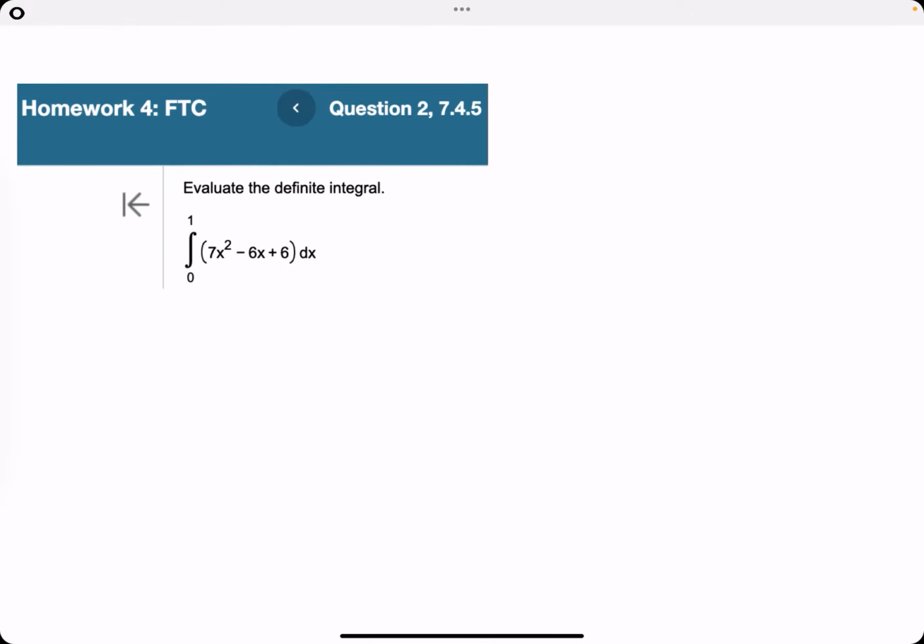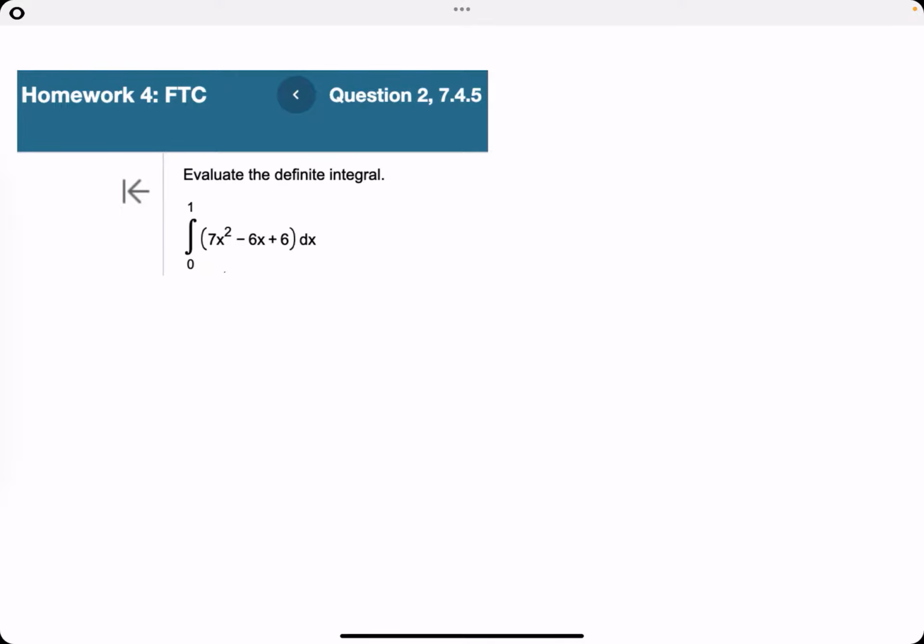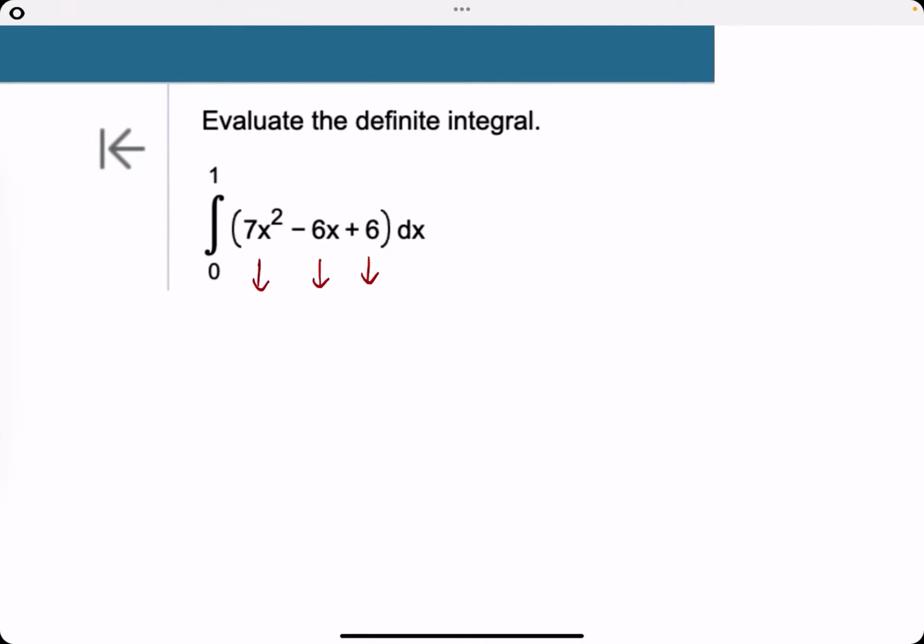Let's keep it going. Number 2. This one, once again, we have more terms, but we're still just evaluating the integral, the antiderivative of each of these terms. We get 7x cubed over 3, minus 6x squared over 2, plus 6x. We can simplify the 6 over 2 to get 3. And then we're evaluating this from 0 to 1.